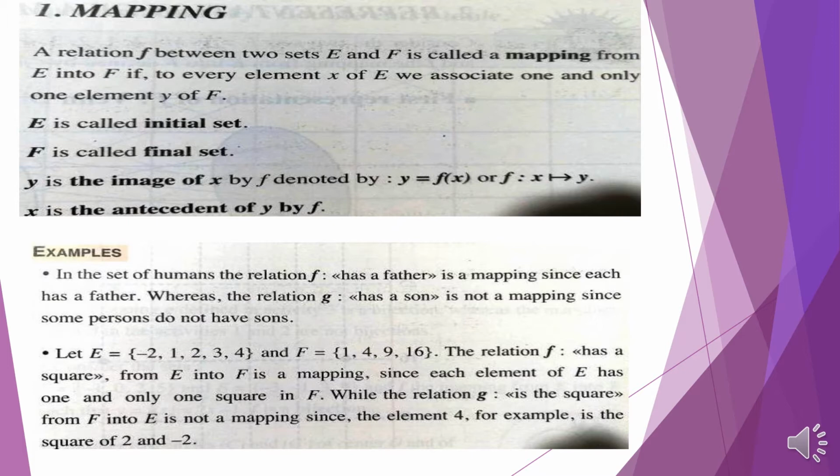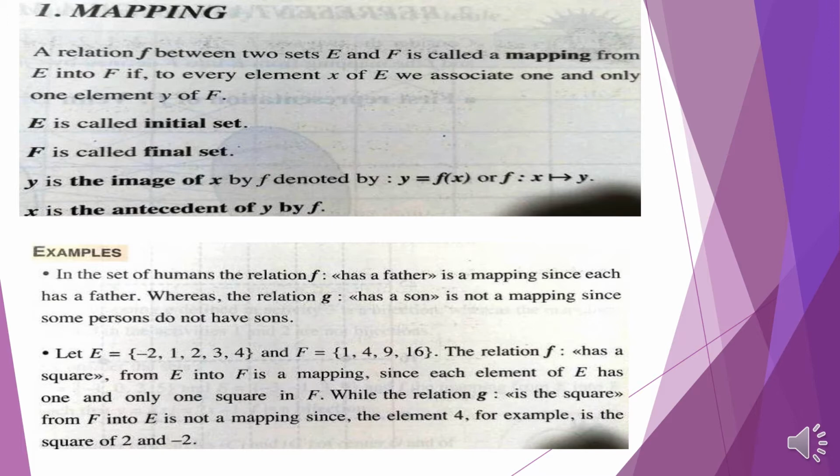Let E equals -2, 1, 2, 3, 4. Another example. And F equals 1, 2, 1, 4, 9, 16. We have two sets, E and F. And letter F, small letter F, is a relation from E into F by what? Has a square.